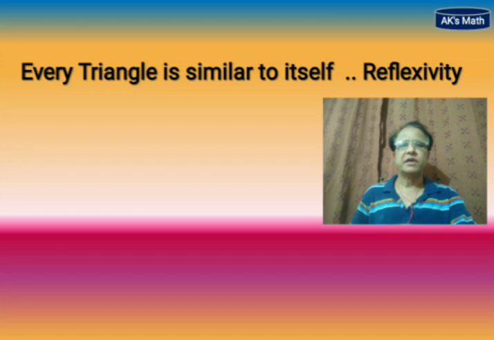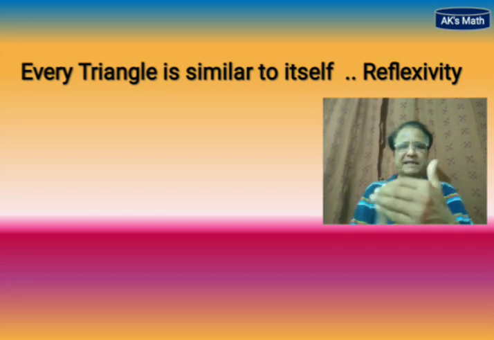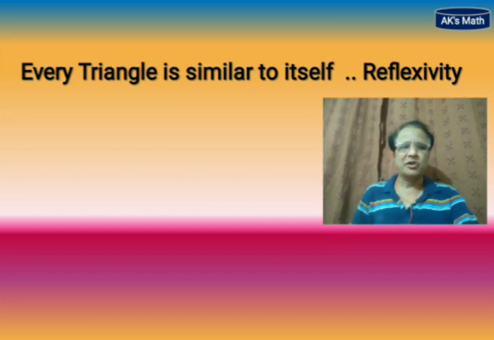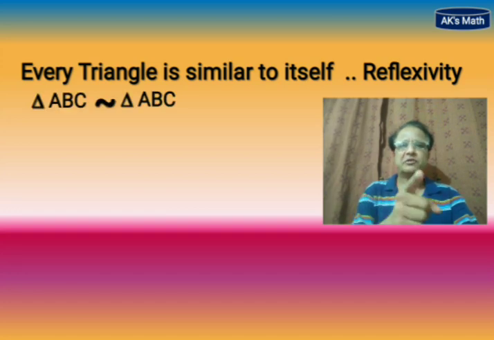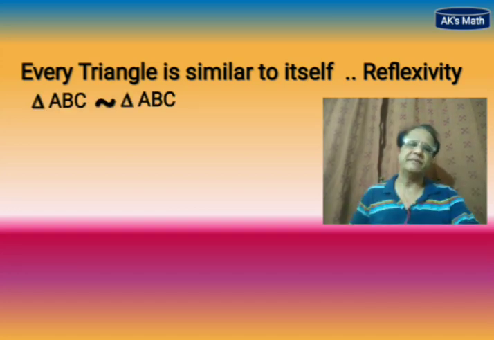But now we have to keep some things in mind for the exam. Look at this one now. Every triangle is similar to itself. This is the reflexivity property which we learn in the first chapter of 9th standard. So triangle ABC is always similar to triangle ABC.